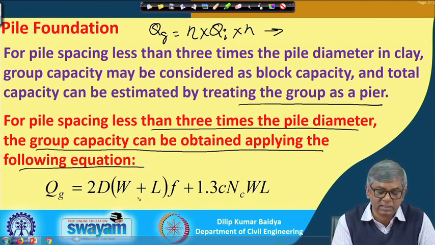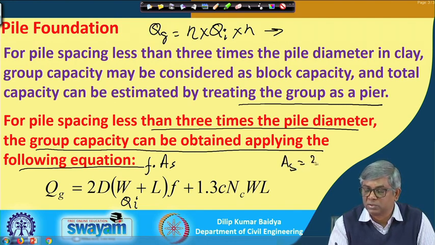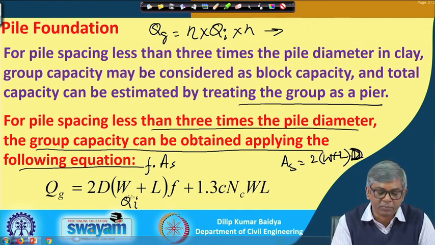So, here you can see we know that this is Q I or Q S. So, Q S is what? F multiplied by A S. A S is nothing but the perimeter, which is twice W plus L, multiplied by L or D here. So, this becomes the perimeter. So, that is 2D times W plus L, multiplied by F.